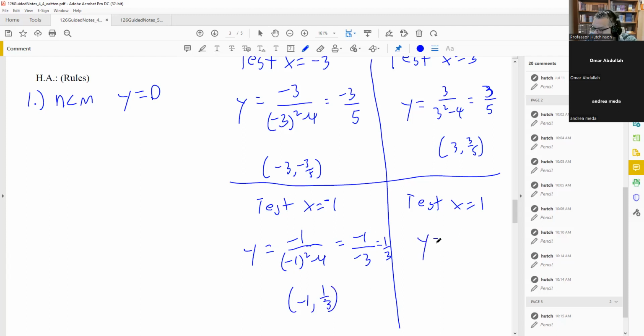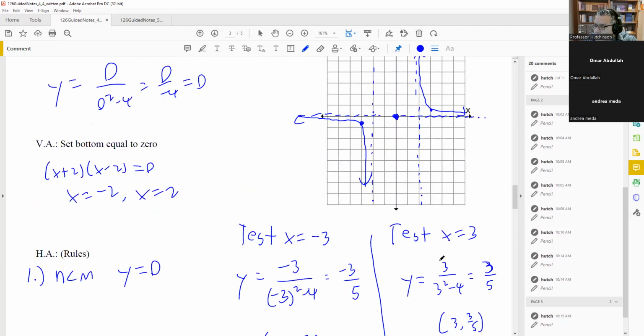Let's get the next point done. So 1 over 1 squared minus 4. This is going to be -1/3. So we do 1 and -1/3 is the point we're plotting here. Okay, so now these points, we're going to plot those now on the graph. So -1 and 1/3 will be about right here, and the other one was 1 and -1/3, which is there.